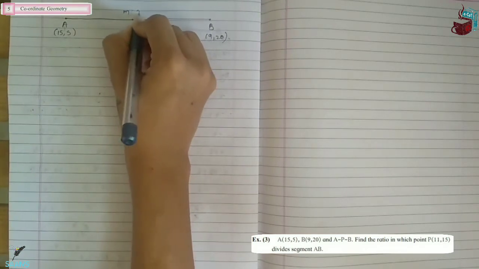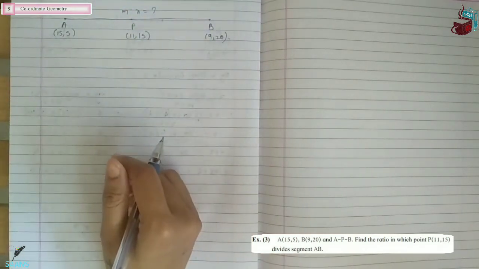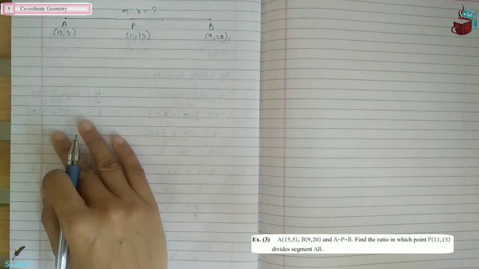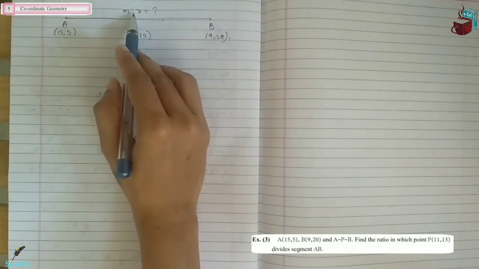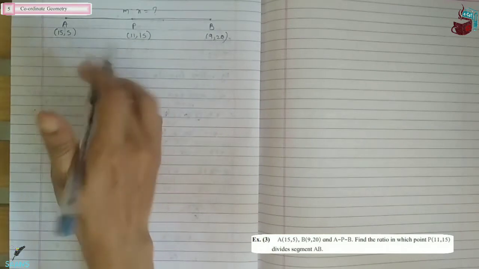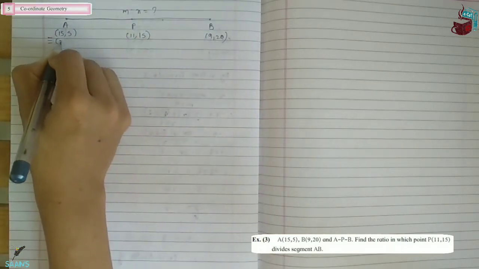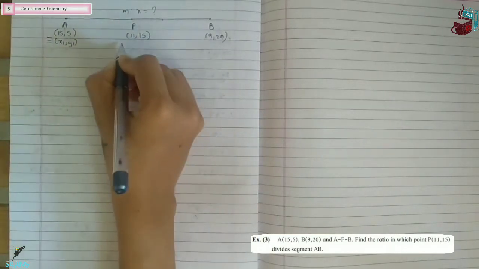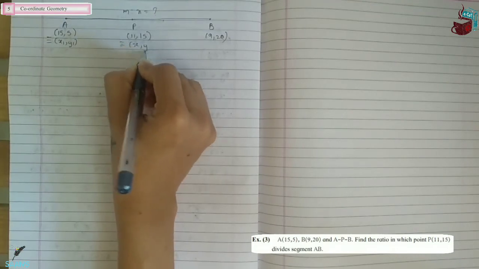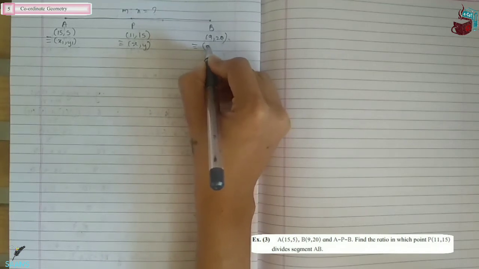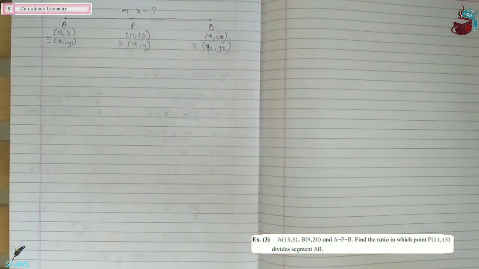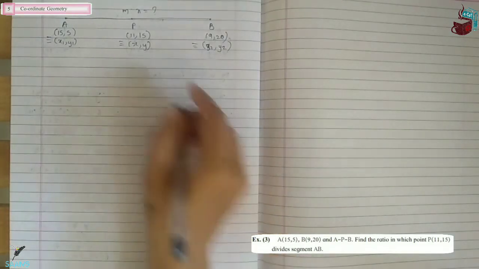So what is missing? They're saying m is to n. Read the question. We find the ratio in which the line is divided. As I said, directly apply the formula: x1, y1 and x2, y2. When you have to find the ratio, you need only one formula; you do not need both.